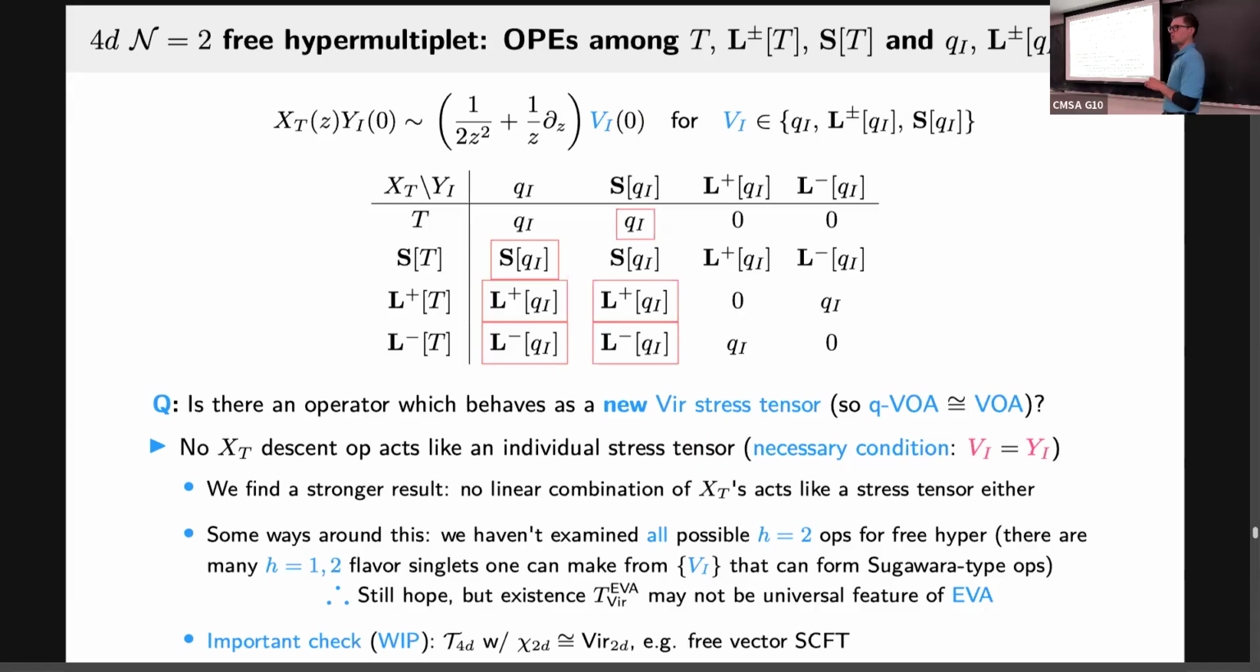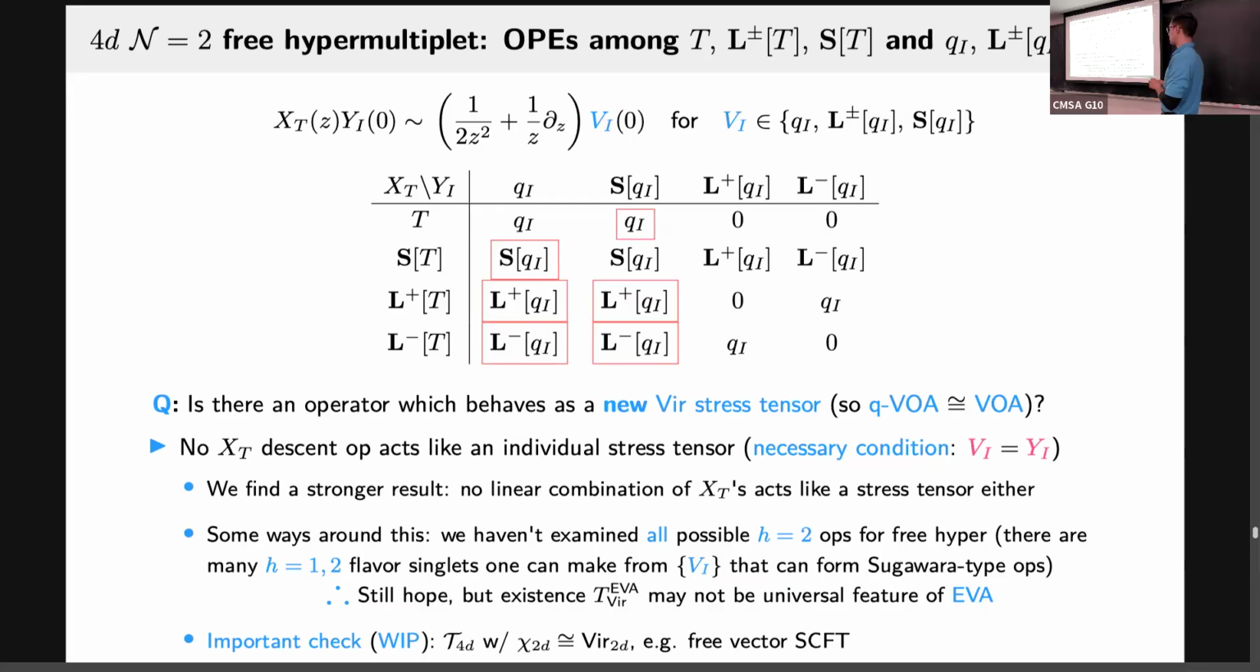Now, there are some ways around this, at least in the case of the free hyper, because we haven't examined all possible chiral weight 2 operators that one could construct. In particular, there are many chiral weight 1 or 2 flavor singlets that one can make from these fundamental operators of the VOA, which are essentially generalized Sugawara-type operators, where you normal order these V's together, at least 4 of them, in a variety of ways, and just contract them with epsilon tensors to make them singlets. So we still need to verify that there is no linear combination among those kinds of operators that can give you a new Virasoro stress tensor. So there's still some hope, is our conclusion.